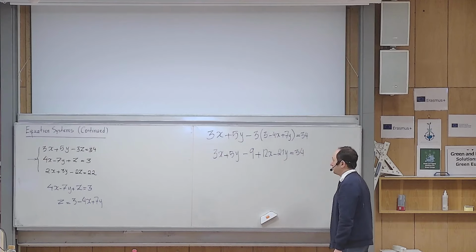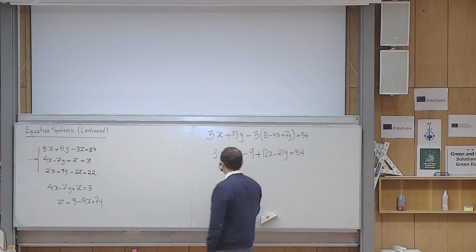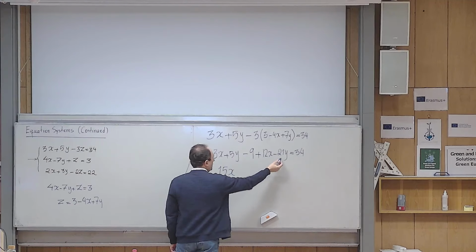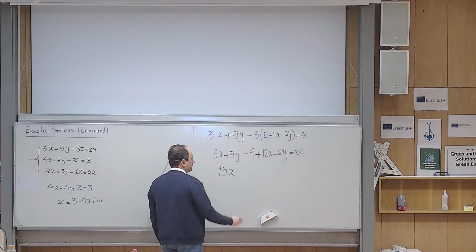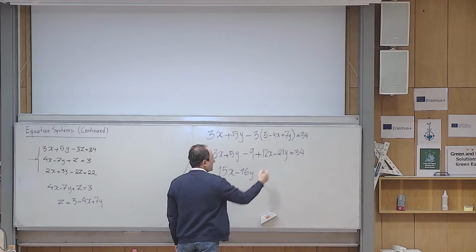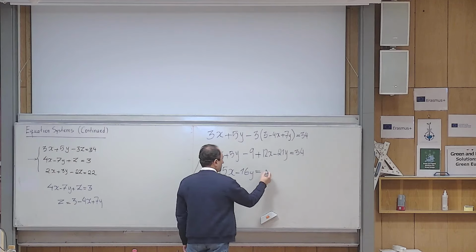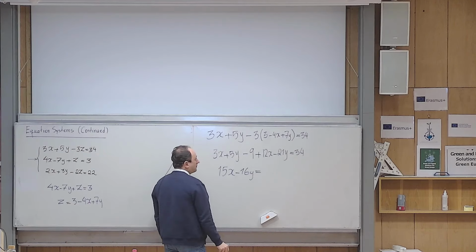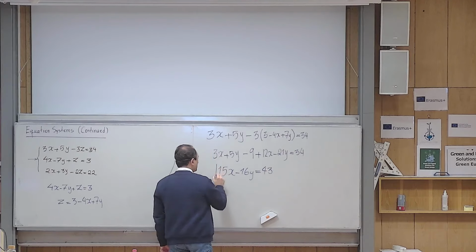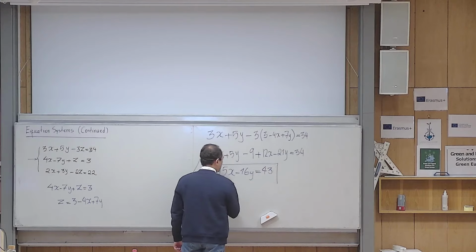Still, I can simplify more. 12 and 3 becomes 15. And then 5y minus 21y becomes minus 16y. And I move minus 9 to the other side. We can do it in our head. What's the answer? 41. No, 43. And then let us put this in a box because I will need it.